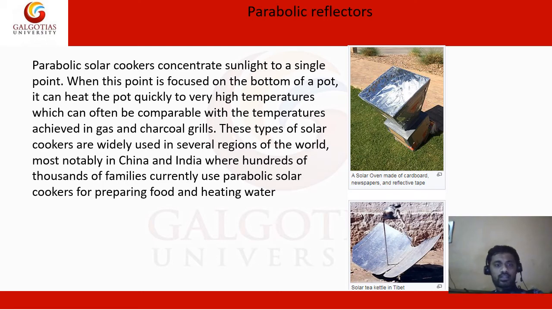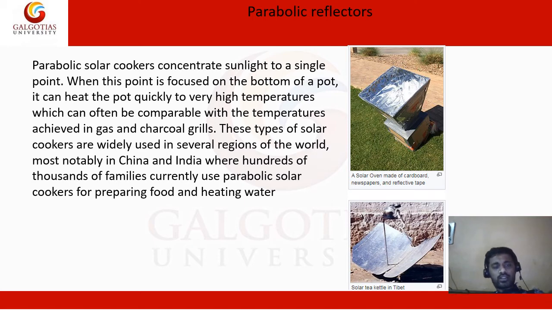And these types of solar cookers are widely used in several regions of the world, mostly in India and China, where hundreds of thousands of families use parabolic solar cookers for preparing food and heating water. And some parabolic solar cooker projects in China abate between 1 to 4 tons of carbon dioxide per year and receive carbon credits through the Clean Development Mechanism and Gold Standard. And some parabolic solar cookers incorporate cutting edge materials and designs which may lead to solar energy efficiencies greater than 90%.